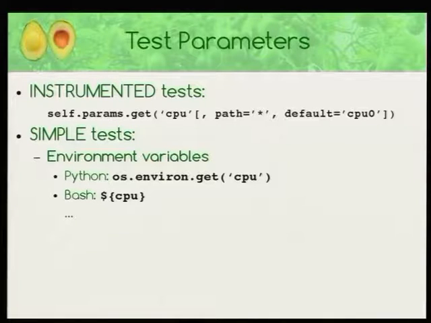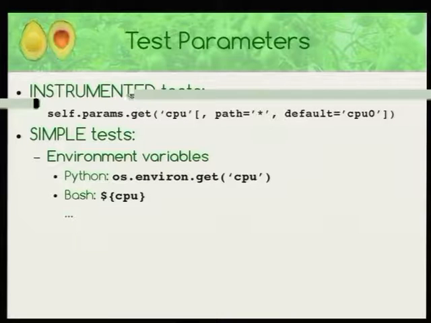If you are using simple tests, you still can have access to those variables, but in this case, you have to use environment variables. We will create for that process the environment variables with the same name of the parameters that were created in your YAML file. So even simple tests can have access to the parameters that are specified in the YAML file.